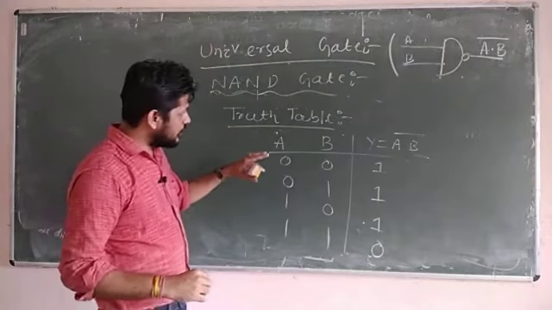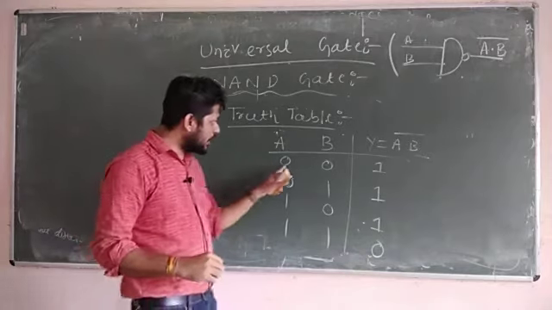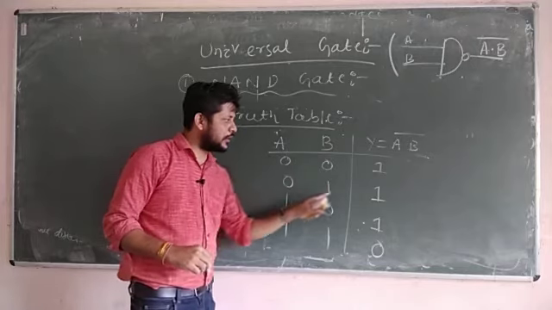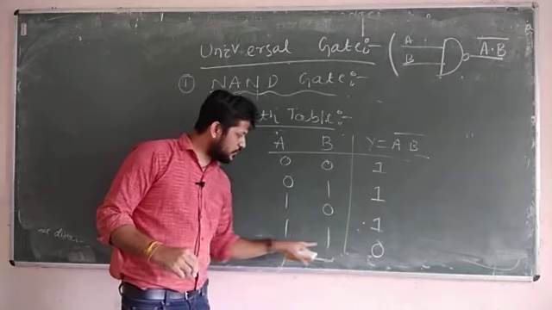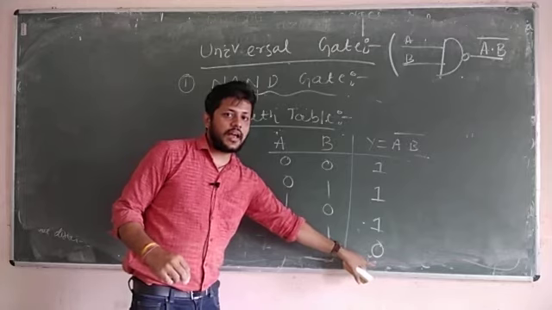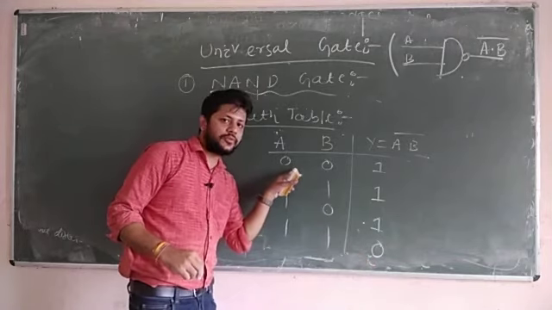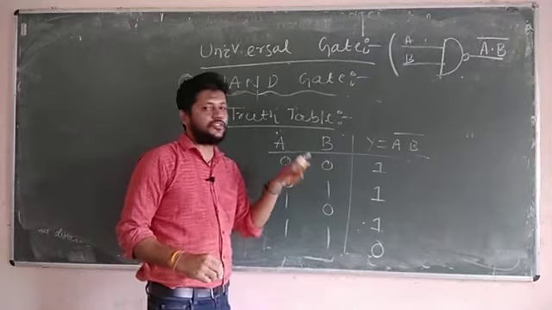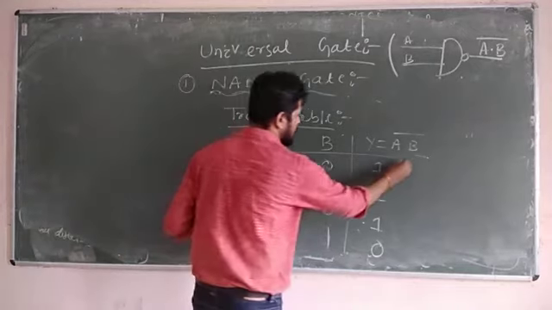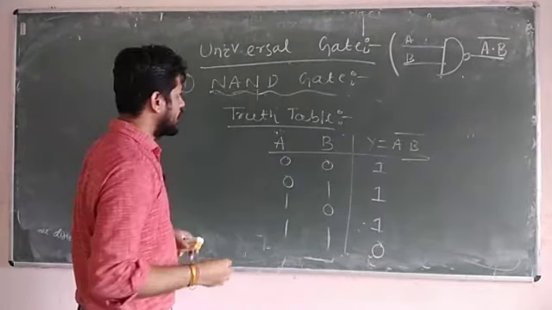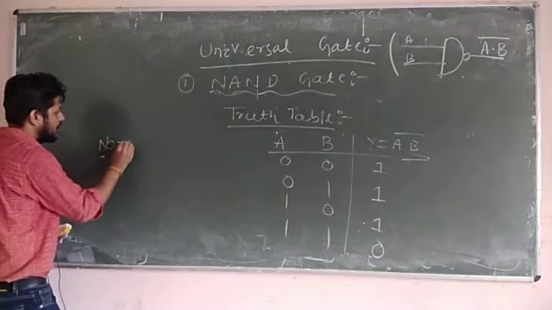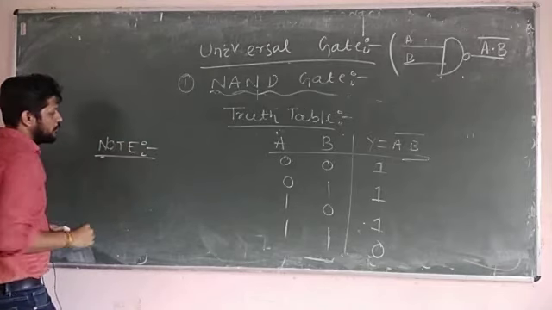So what is the conclusion from this truth table? The moment one of the inputs is 0, or both inputs are 0, the output will be 1. Only when both inputs applied to the NAND gate are 1 will the NAND gate output be 0. Hence the NAND gate is more sensitive to the 0 input. The moment you see one of the inputs given to the NAND gate is 0, the output will be 1. This is a very important conclusion. Please note it down: the NAND gate is very sensitive to low input, or 0 input.